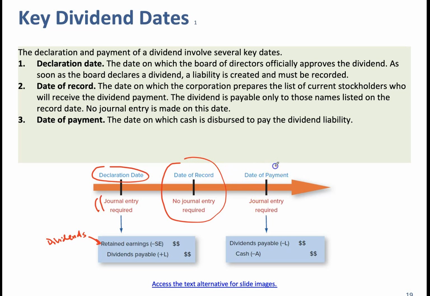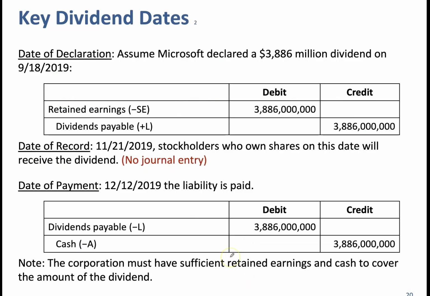The last date is called the date of payment, when the company pays the dividend. So when the company pays, the dividends payable should go to 0. So the company would debit dividends payable, credit cash. Here is an example. You can pause the video and take a look at the example. The example just reflects what I've just talked about. When the dividend is declared, the company would debit retained earnings, credit dividends payable, and on the date of payment, the company would debit dividends payable, credit cash. On the date of record, there's no journal entries required.